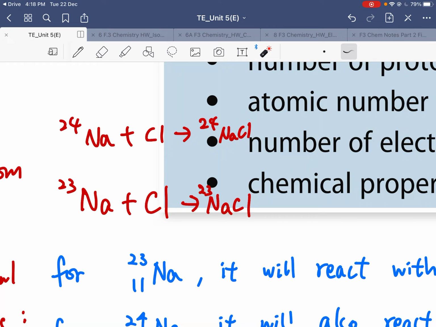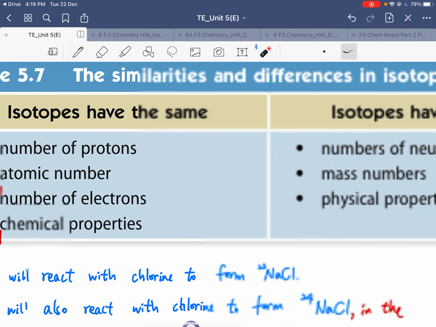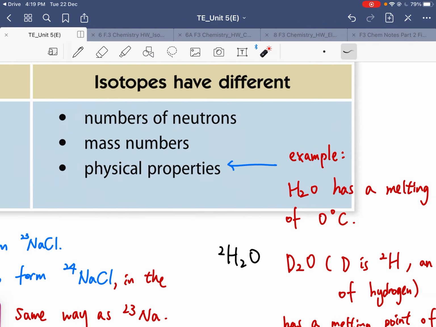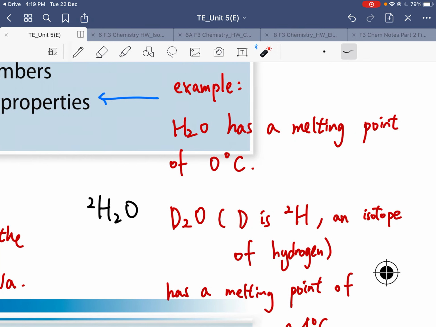You will see exactly the same thing. You can't tell the difference. For chemical properties, they have exactly the same chemical properties because they have the same number of electrons. And speaking of the physical properties, because their mass is a bit different, because the number of neutrons is different, their physical properties are not the same, okay, a bit different.